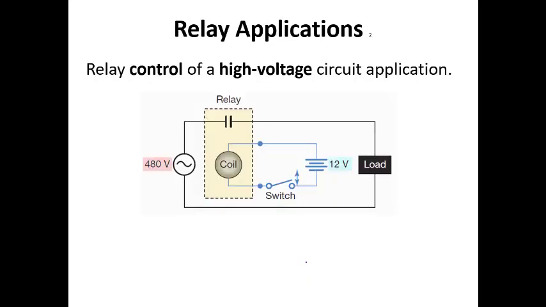All right, so here's another example of an application. This time they're showing it kind of like an inside circuit and an outside circuit. Here we have a 480 volt circuit. 480 volts is common in manufacturing or industrial settings.